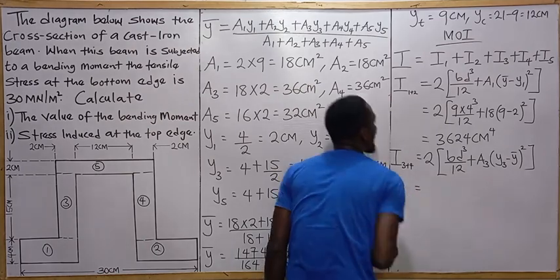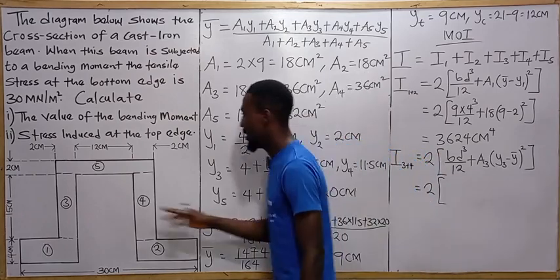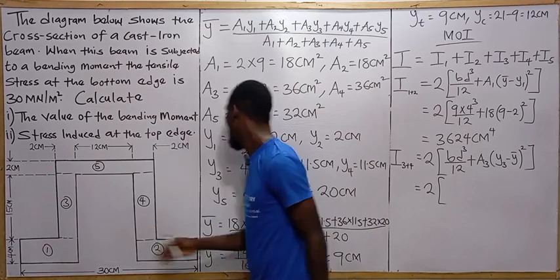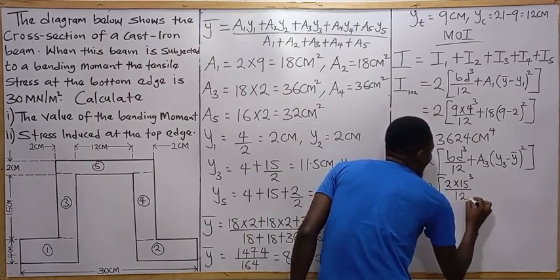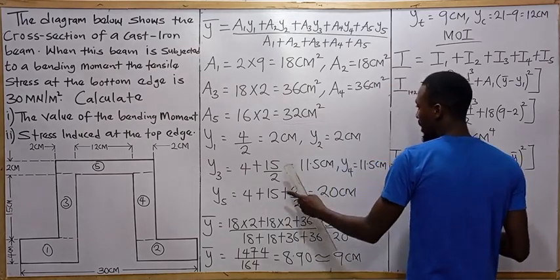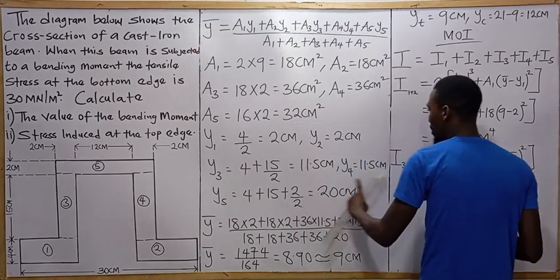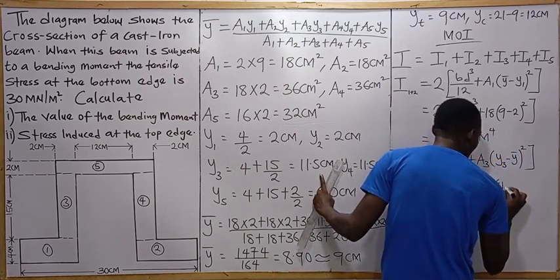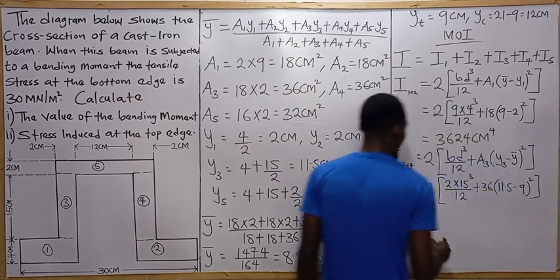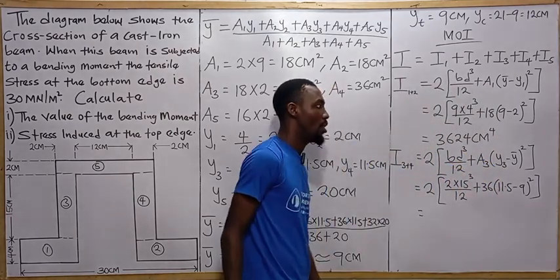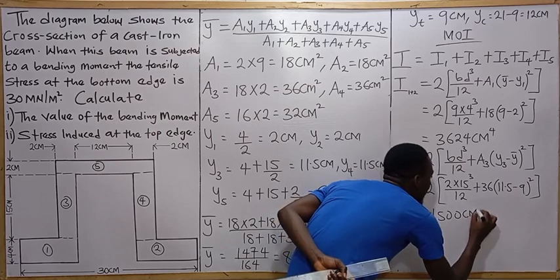So this will be equals to, if you substitute now, we're going to have 2 into the base and the depth. The depth is 15. The base is 2. So it's going to be 2 multiplied by 15 cubed all over 12 plus A3. What is A3? A3 is nothing but what? 36. So it's going to be 36 into Y3. Our Y3 is nothing but what? 11.5 minus Y bar. What is Y bar? That is 9. All squared. So you close. So again, if you press this directly in your calculator, you are going to have this to be 1,500 centimeter to the power of 4.